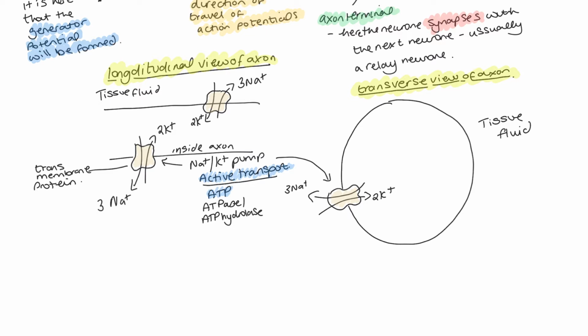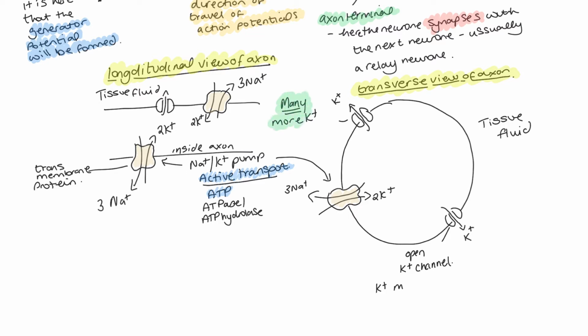Alongside this active transport that's occurring, there's also facilitated diffusion. So we know that these charged ions cannot move directly through the phospholipid bilayer because they can't move through the fatty layer in the middle, and so they need to move through protein channels. There are many, many open potassium channels embedded in the membrane that allow potassium to readily diffuse out of the axon into the tissue fluid. There are also some sodium channels, but they are far, far fewer. That means that sodium diffuses much, much slower into the axon than potassium diffuses out.